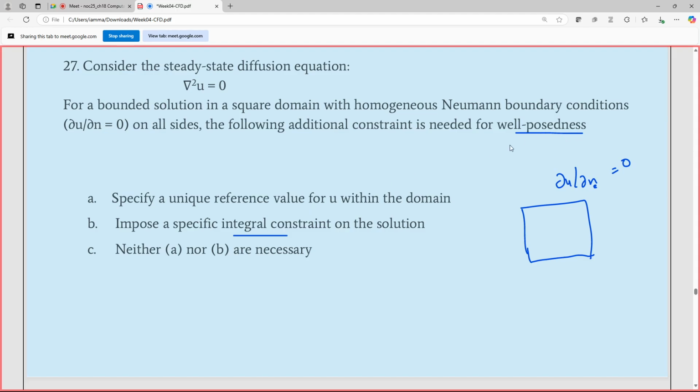So well posedness is the existence of a solution and the continuous relation of that solution with the initial and boundary conditions. So for this problem to have a unique solution, which of the following additional constraints should be needed?